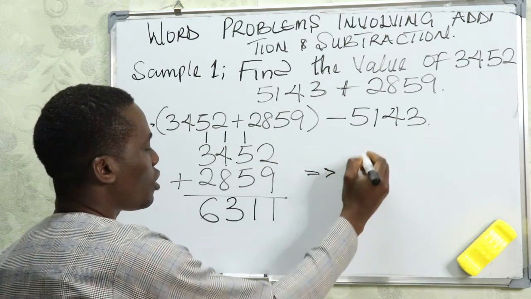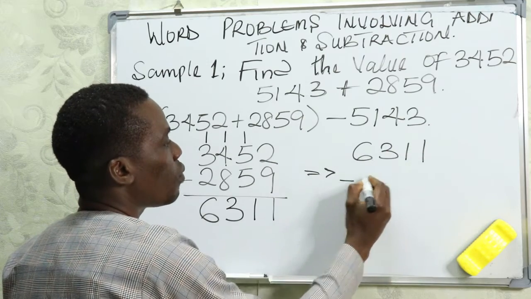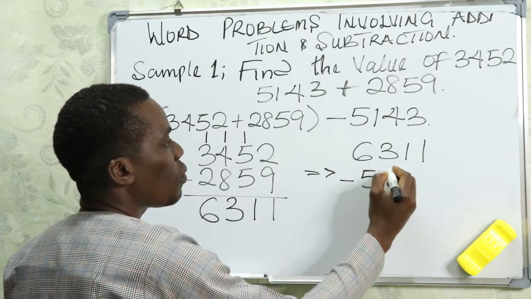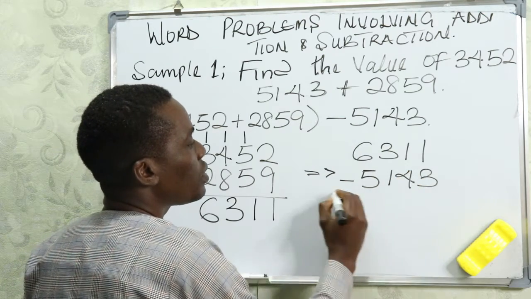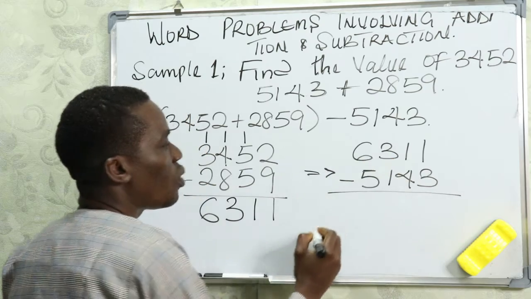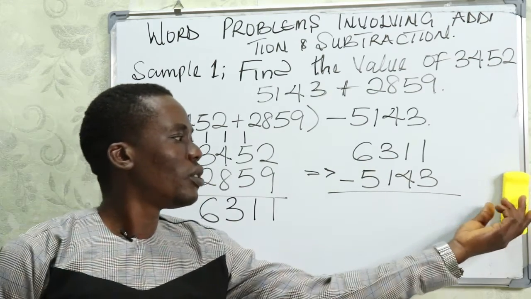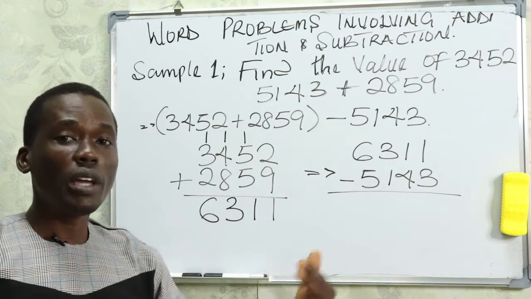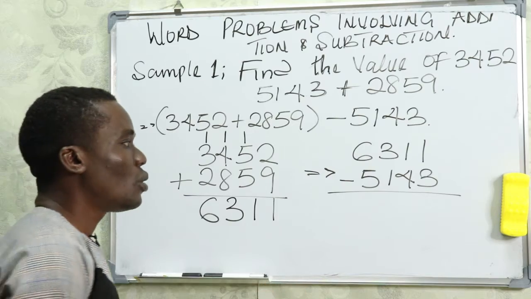What's the next step? The next step, we are going to subtract 5143 from 6311. Now take note as we go about this subtraction. Remember, we are using the digit form method because I told you that's the simplest method to work with.